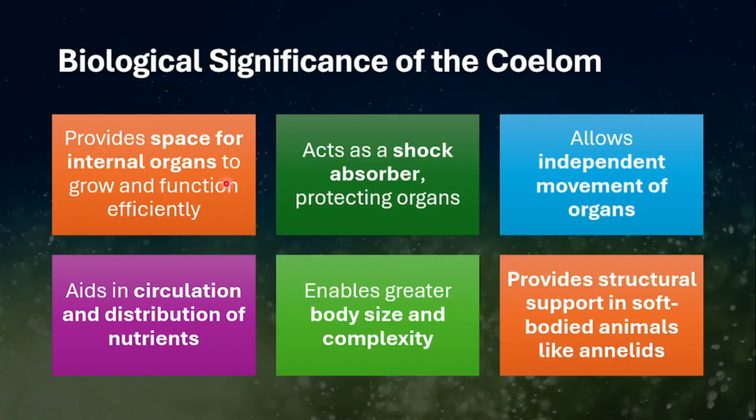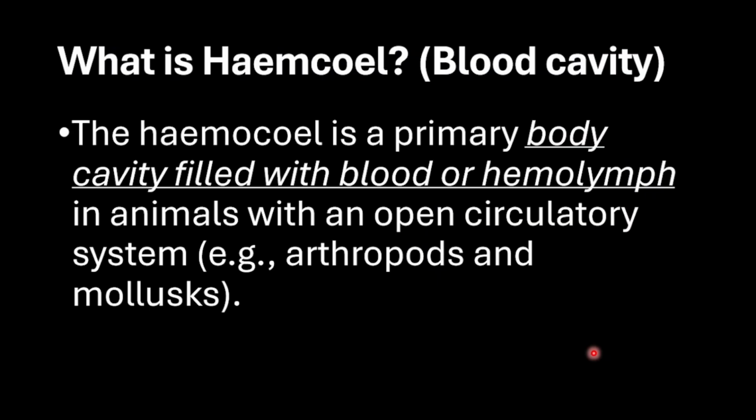The coelom is going to provide space for internal organs to grow and function efficiently. It acts as a shock absorber, protecting organs. It allows independent movement of organs. It aids in circulation and distribution of nutrients. It enables greater body size and complexity, and it provides structural support in soft-bodied animals like annelids. So these are some of the reasons why the coelom is so important.